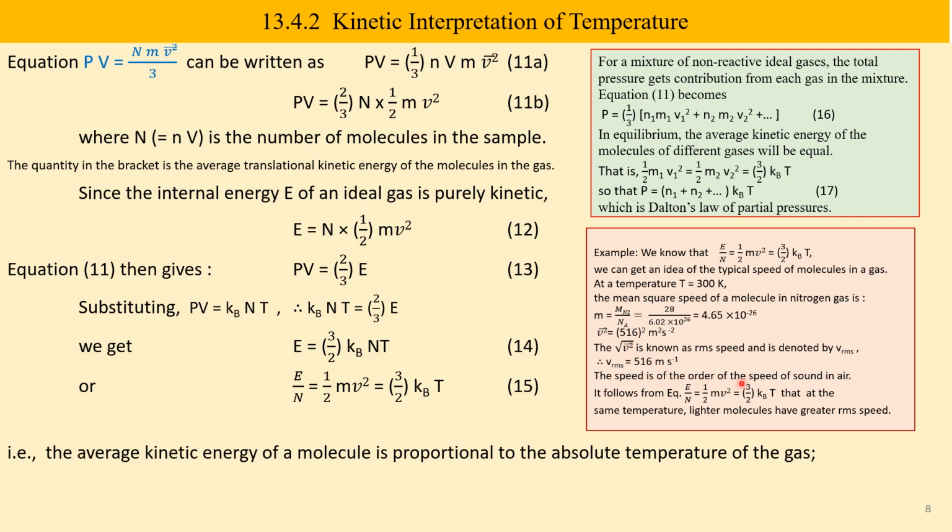The speed is of the order of the speed of sound in air. It follows from the equation E by N is equal to half mv square is equal to 3 by 2 kb into T that at the same temperature the lighter molecules have greater RMS speed.